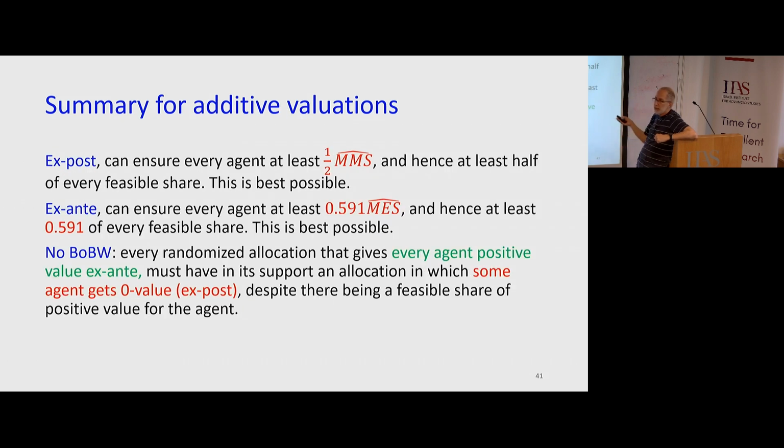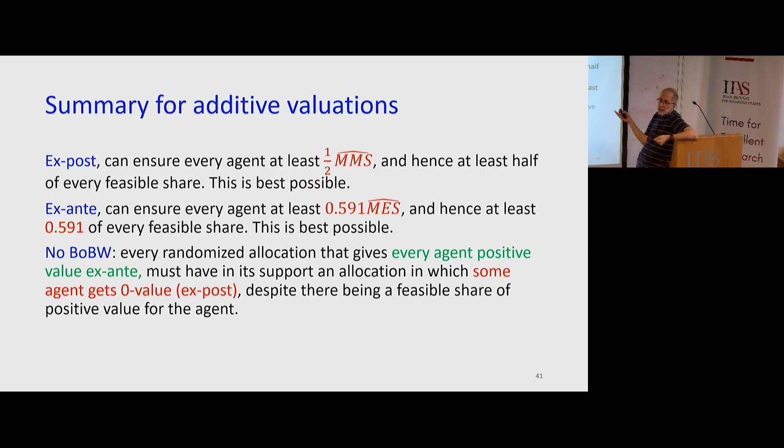So what's the summary for additive valuations? Ex post, you can ensure every agent at least half their MMS share, and hence at least half of every feasible share, no matter what share an agent wants to think of. If it's feasible, you get at least half of it. And this ratio of half is best possible. Ex ante, you get 0.591 of the MES share, and again, this is best possible, and there are no best of both worlds results.